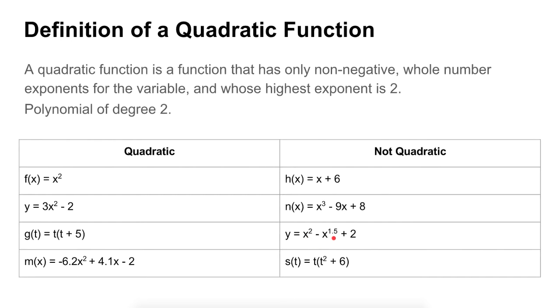But over here we have not a whole number exponent. It's 1.5 as an exponent, so we don't consider that quadratic. Over here, looks like we're okay again. We have t squared, 2 is our highest power, but if we simplify this, t times t squared would be t to the third, so in fact this is a cubic.